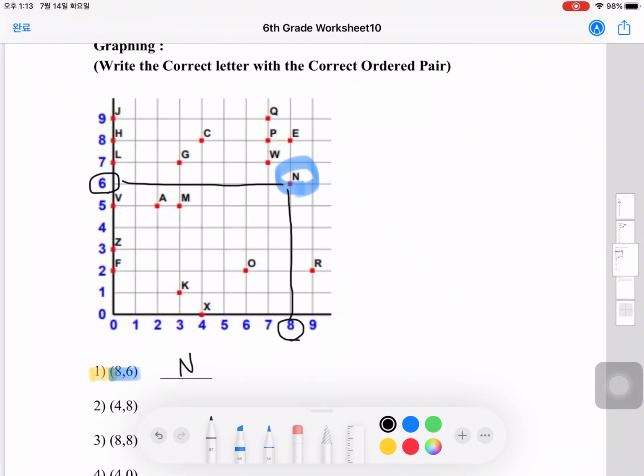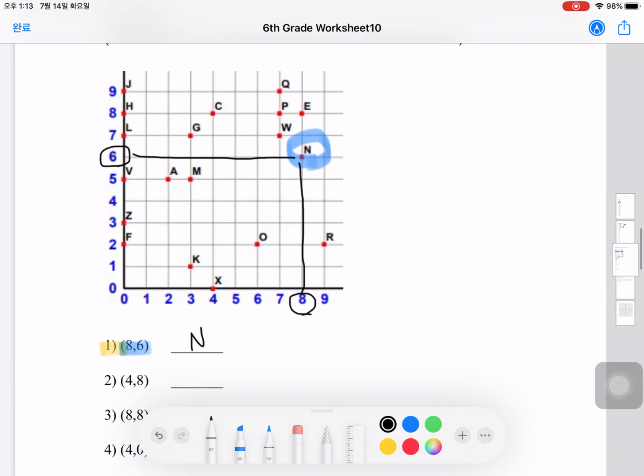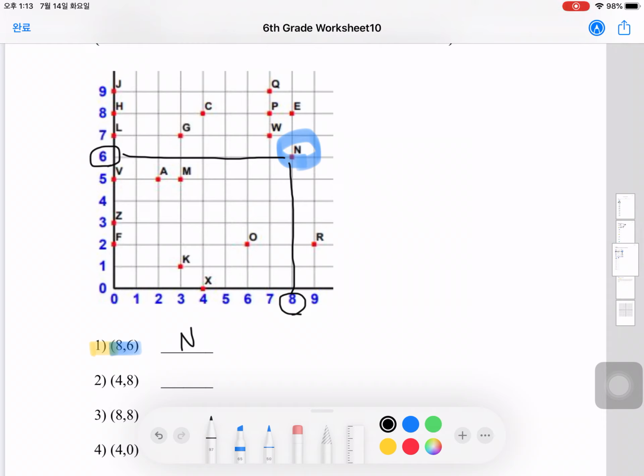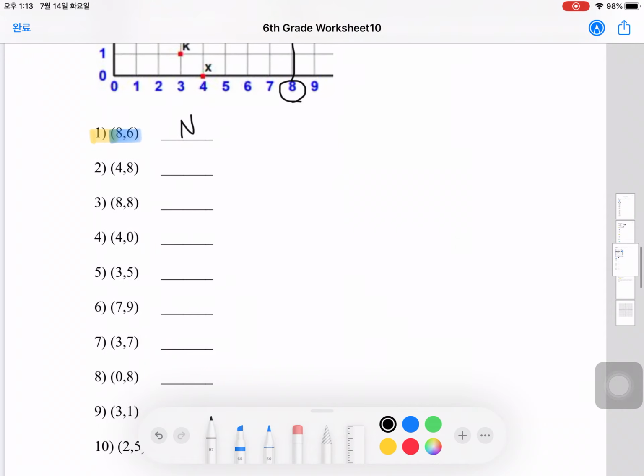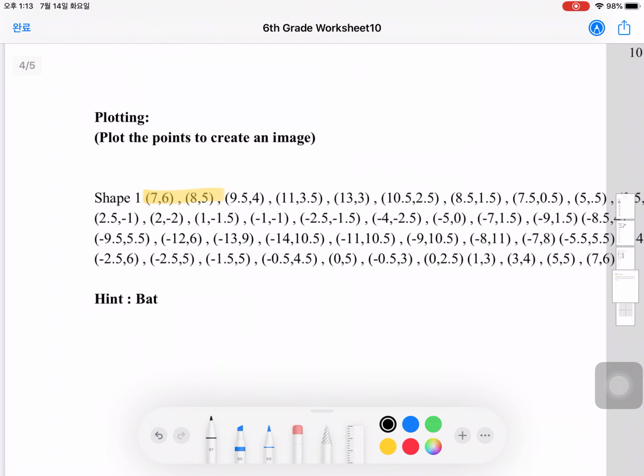Not too bad, right? Try the rest on your own, and remember that not all letters would be used, so don't worry if you didn't write all of the letters on the line. Let's go on to the last and final section of plotting. Plot the points to create an image.